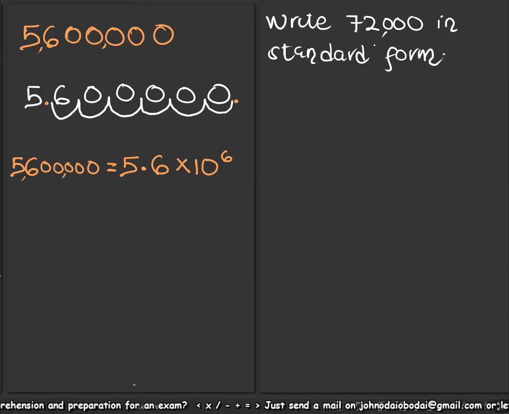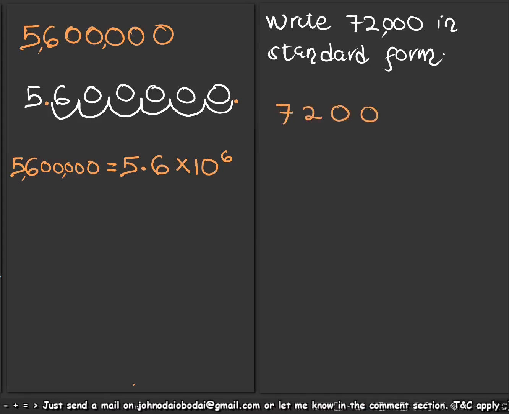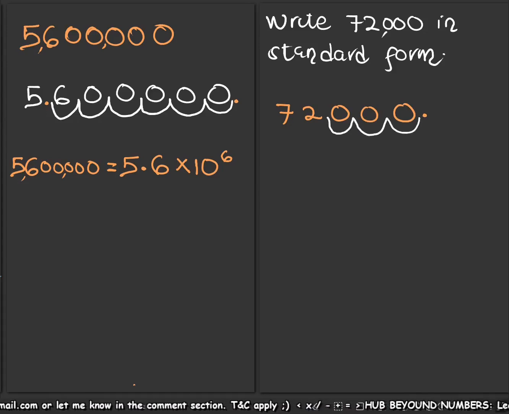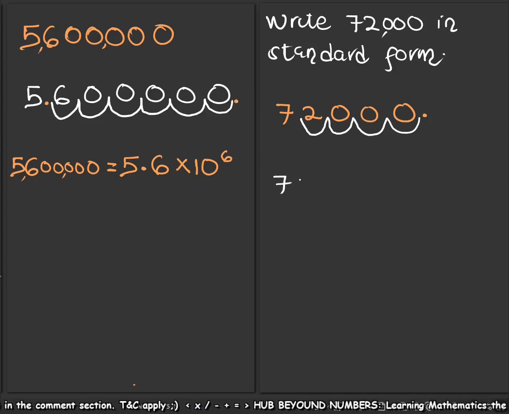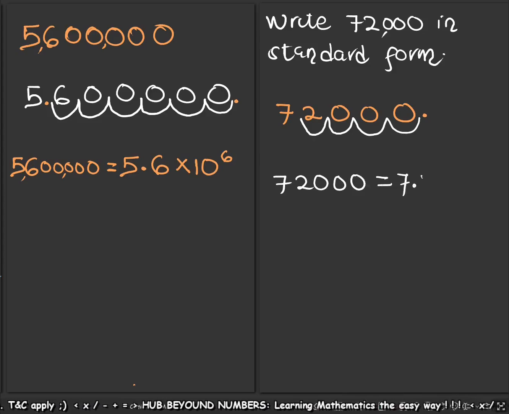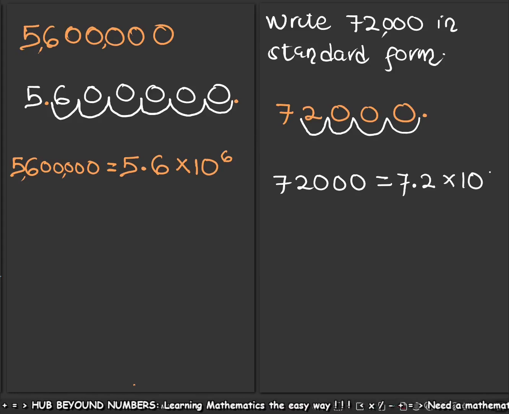So over here we have 72,000 and we are being asked to write it in standard form. Writing this in standard form, we have 72,000 and we know our decimal point is right here. Now, how many times are we going to move it? So we have 1, 2, 3, and then 4. You see, we have moved it 4 times. So this simply means the 72,000 has now become 7.2.